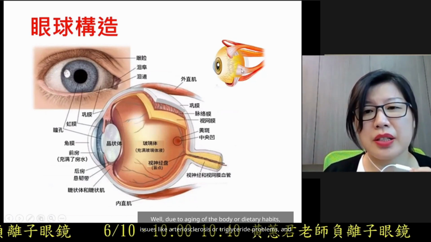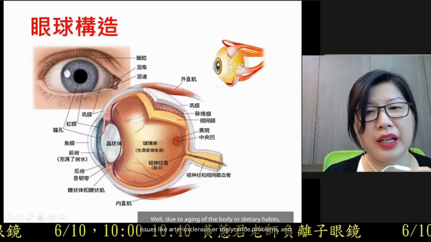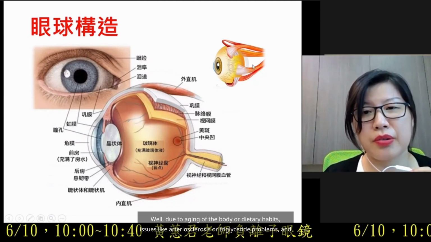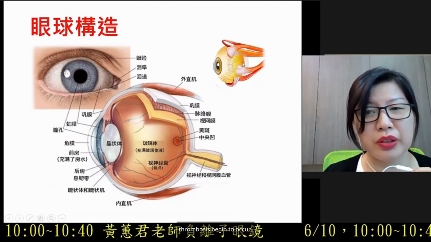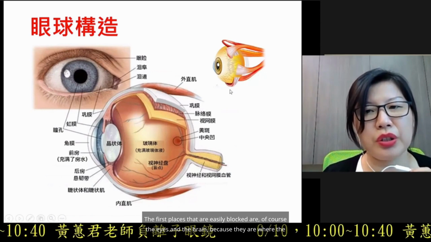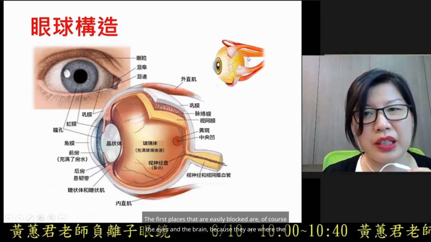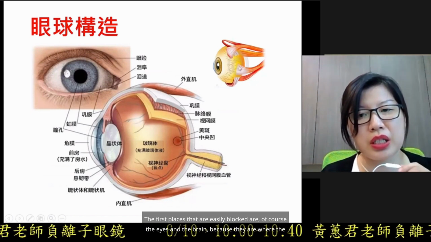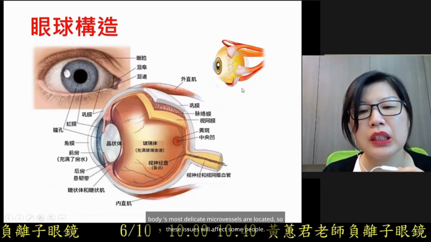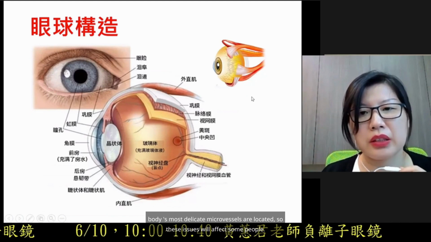Well, due to aging of the body or dietary habits, issues like arteriosclerosis or triglyceride problems and thrombosis begin to occur. The first places that are easily blocked are, of course, the eyes and the brain, because they are where the body's most delicate microvessels are located. So these issues will affect some people.